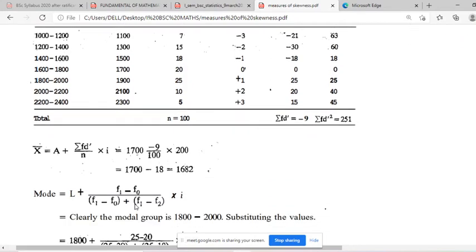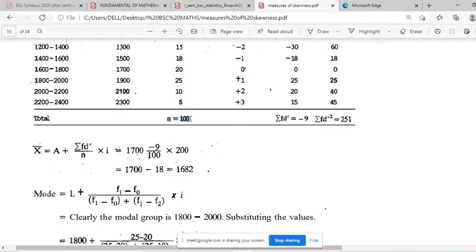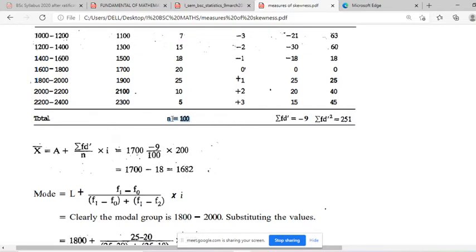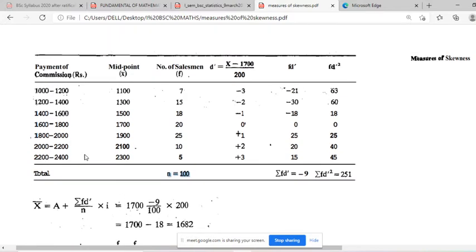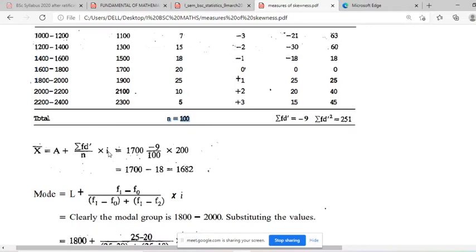So what is the formula of X bar, the mean? Mean equal to A plus summation FD by N. Here it is given as small n, but it should be the total frequency. In this book it is given as small n; actually we are using capital N instead. So anyway, think about that formula only and just substitute the values: summation FD by N into C. So it is not I, it should be C.